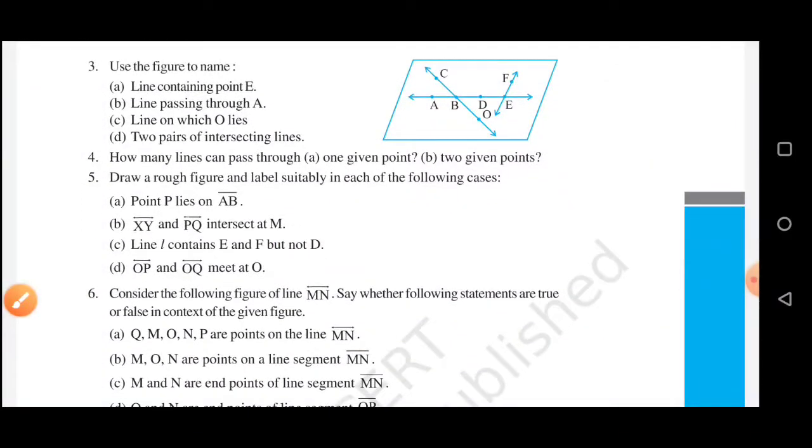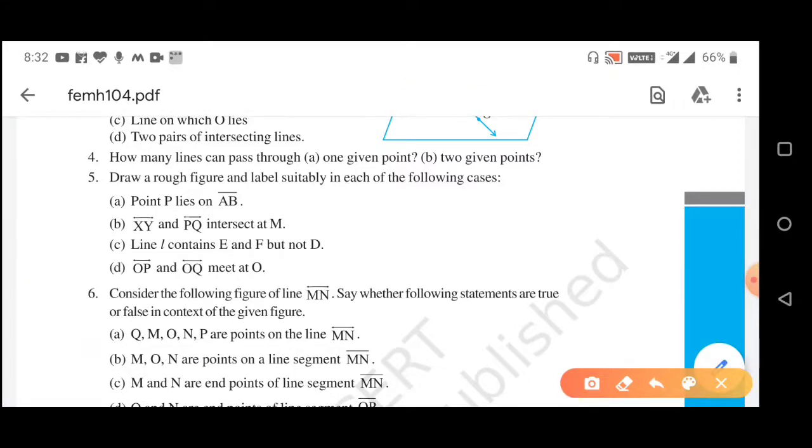Question number 5, draw a rough figure and label suitably in each of the following cases. Question number A is point P lies on AB. So, here I am drawing it on the screen. You do it on your copy using ruler and pencil. You have to draw a line segment AB by using your ruler and pencil, and anywhere on the line you have to give a point P. So, this will be point P lies on the line segment AB.